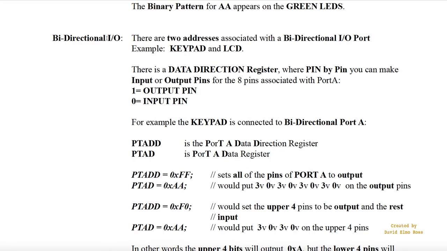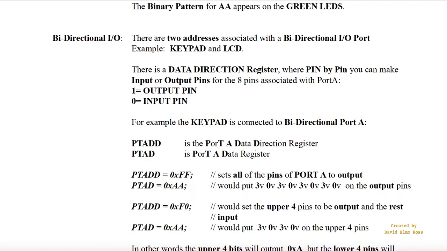Bidirectional I/O is a little different. Instead of just having one address, there are going to be two addresses associated with bidirectional I/O ports. Examples of these are KEYPAD and LCD, which we're looking at in Chapter 4. The two registers are a data direction register and a data register. As we can see here, port A data direction register, port A data register. So these are the two registers that you have for port A.